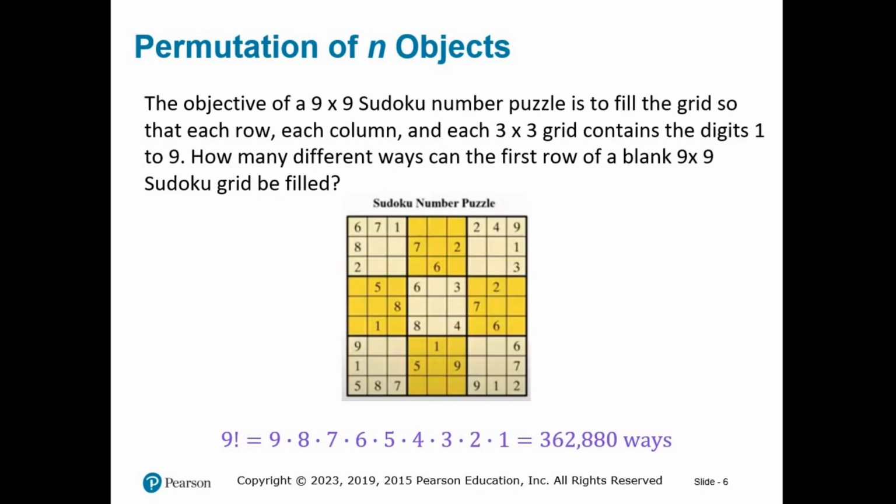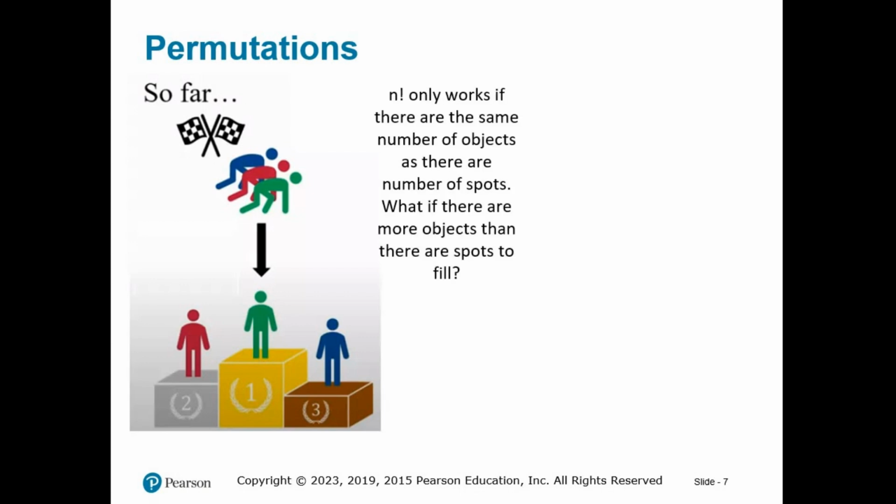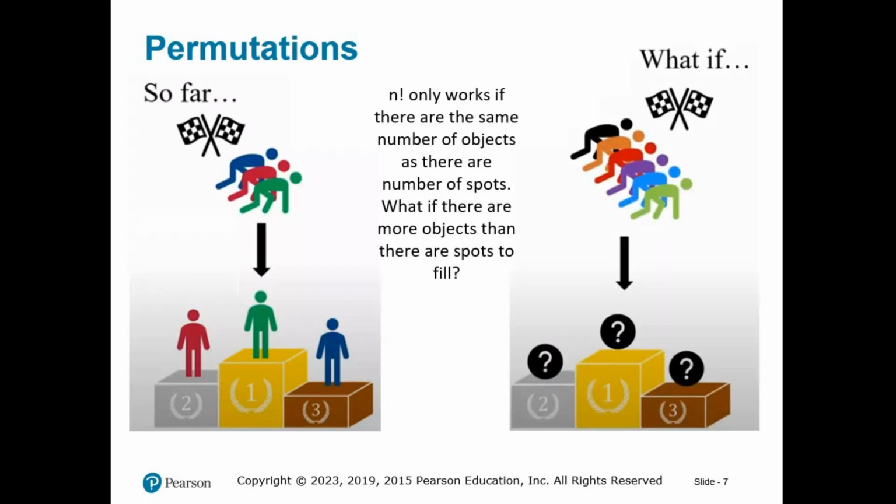And if you think about it, it makes sense because you would have 9 ways for the first blank, and then you would have already used up one number for when you get to the second blank, so you would only have 8 more numbers to work with. That's how factorial works. Okay, so far we've looked at situations where we could use n factorial, and they all had something in common: there were the same number of objects as there were spots to fill, similar to this picture. What if there are more objects than there are spots to fill in this example?